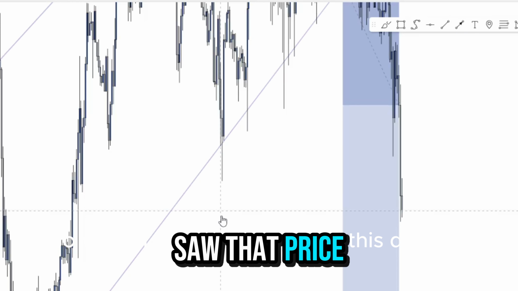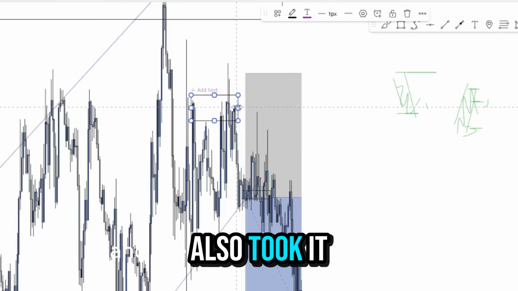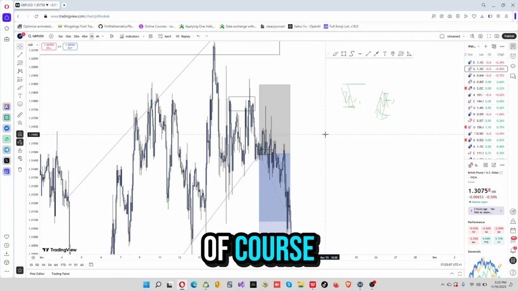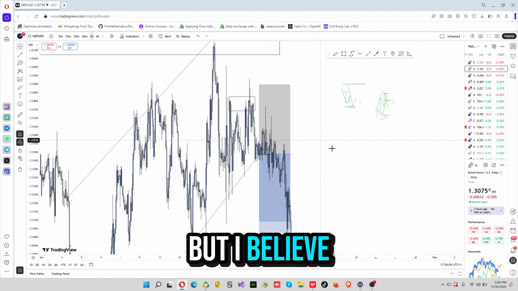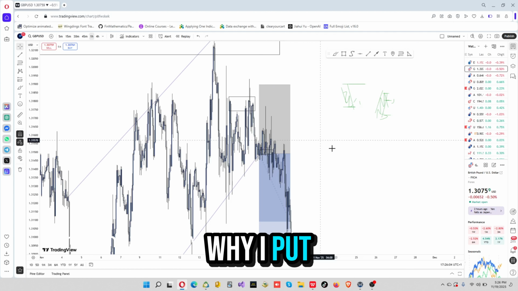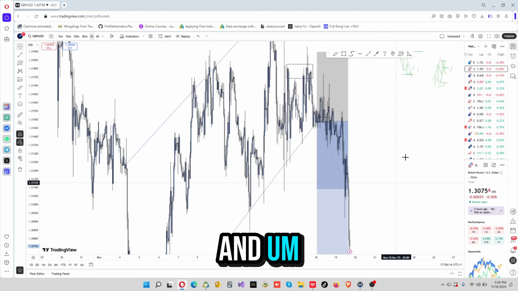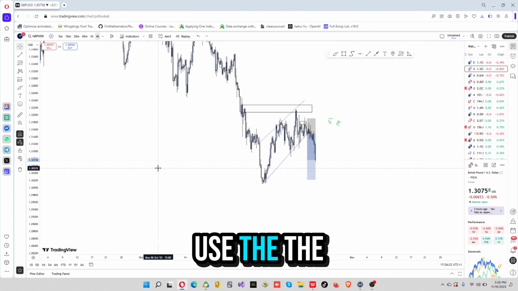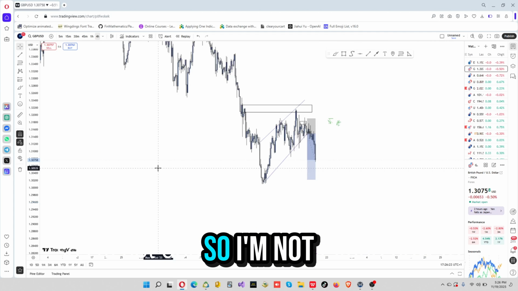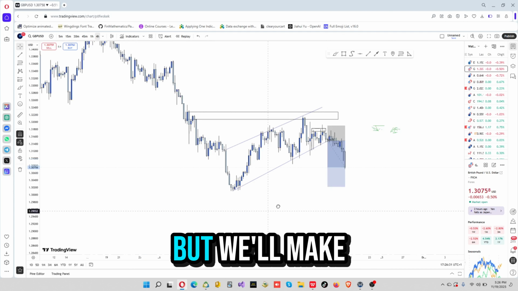So when I saw that price had this double top here, I also saw this area as significant and then also took it. Depending on how you want to refine my strategy in the future, of course, you could still put your stop loss all the way up here or whatever. But I believe this structure here would hold, and that was why I put my stop loss just above this level here. And if you go over to the 4 hour, I don't normally use TradingView, so I don't fully understand how to zoom in and zoom out and all that stuff, but we'll make it work.